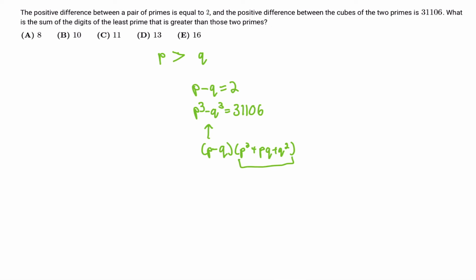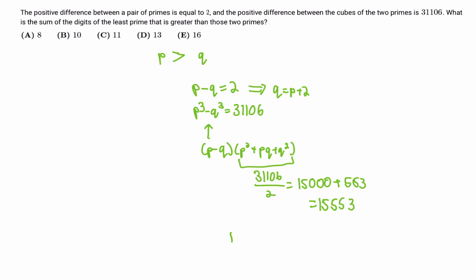So that means that this is 31106 divided by 2, which is going to be equal to 15000 plus 553, which equals 15553. Okay, so we know that p squared plus pq plus q squared equals 15553. But now let's use this condition. And so then we know that q is equal to p plus 2.